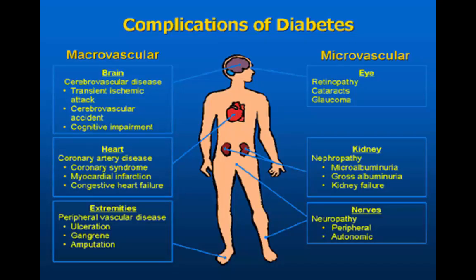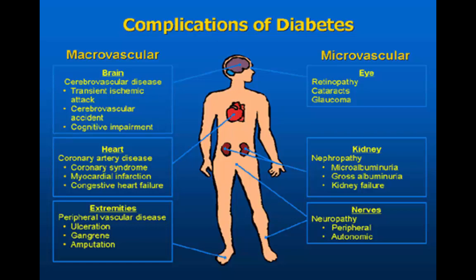Talking about macrovascular diseases at the level of the brain, patients with diabetes are at high risk of CVAs, which could be ischemic or hemorrhagic, and cognitive impairment as well. It is one of the leading factors for coronary artery disease, leading to angina, myocardial infarction, and even heart failure. At the level of the extremities, patients would have peripheral vascular diseases and neuropathies as well, leading to ulcerations, gangrene, and even amputation.